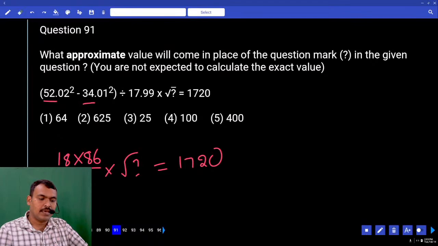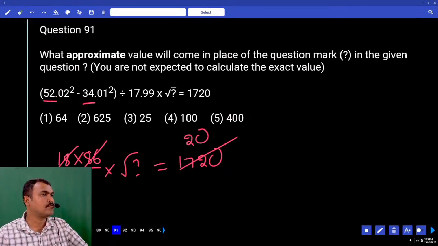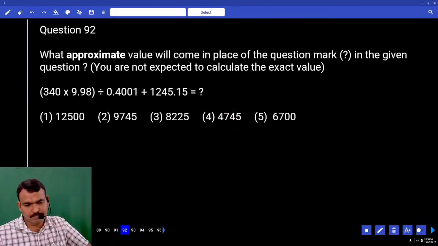1720, or not? 18 cancel, or not? 86 almost 1720. 20 times, or not? What is the 20 square? 400, or not? Next question number 92.